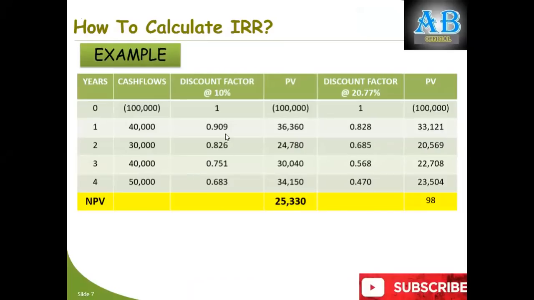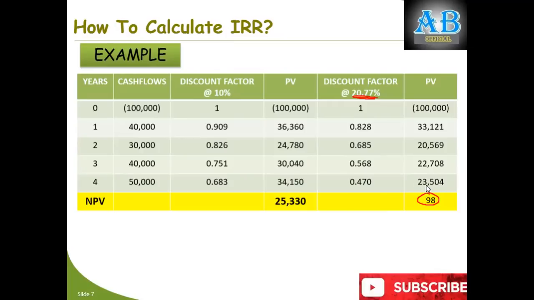I used another discount factor to calculate NPV, which is 10%. And here NPV is 25,330. Now, for the verification, I have calculated the NPV at the IRR rate, which is 20.77%. Here we got a 98 figure.